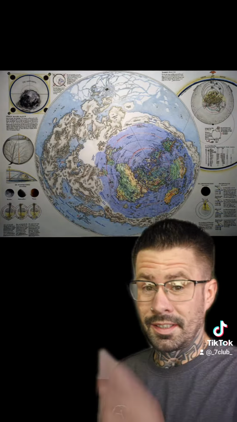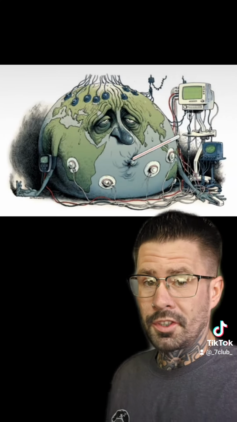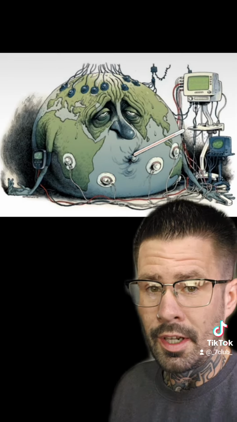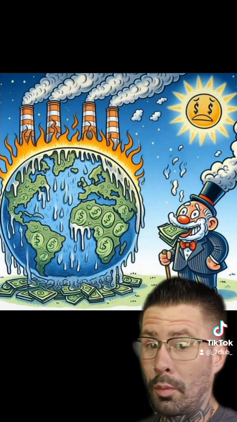Well, it explains lands beyond the ice wall, extra lands. Maybe not this or this, but maybe it's this they're trying to deflect us from. Also, global warming. A lot of people want you to think that the world is getting sicker, and then you've got your conspiracy guys who say it's just a big old money grab, global warming. But what if it's just the natural cycle of our reality?